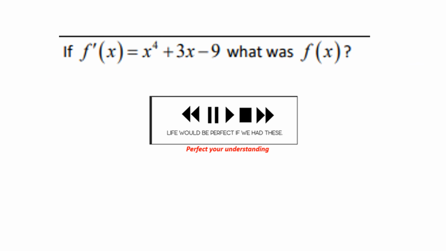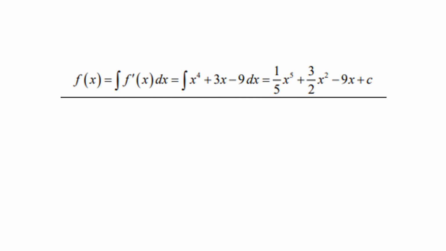So here's another problem for you. If f prime is equal to this polynomial, that polynomial should look very familiar to you. What is f of x? You know what to do. Let's see how you did. And now you see that this is the answer in our new notation.